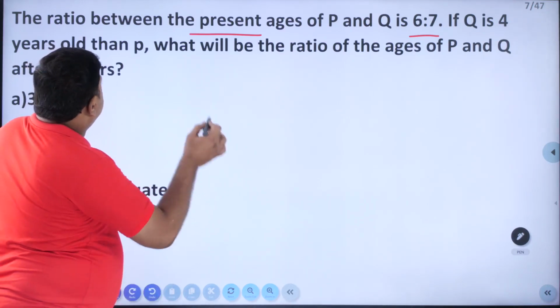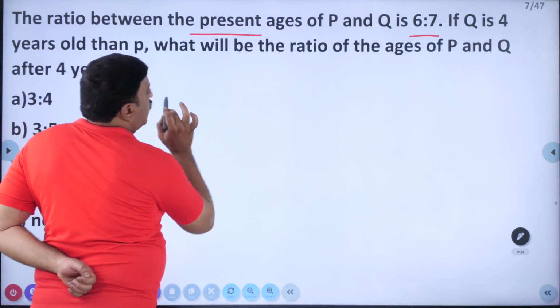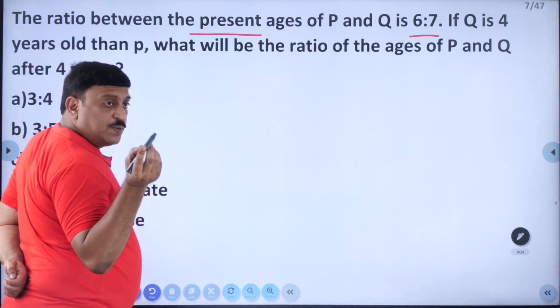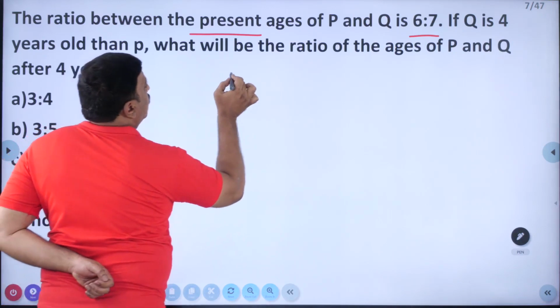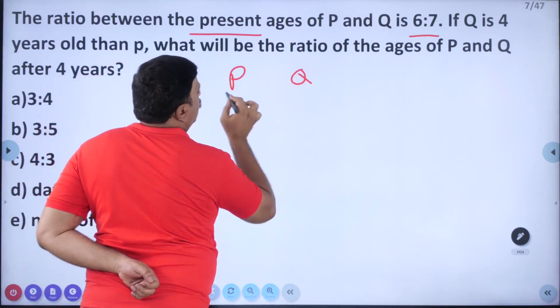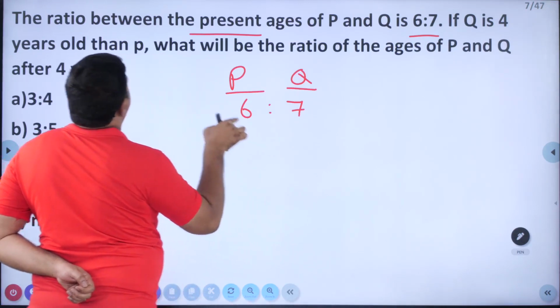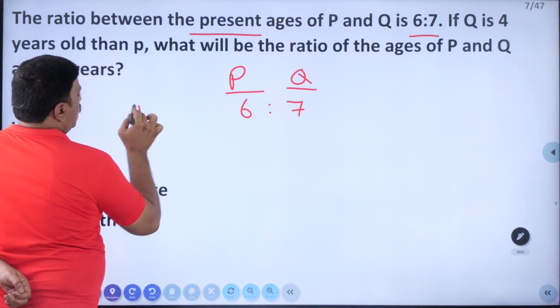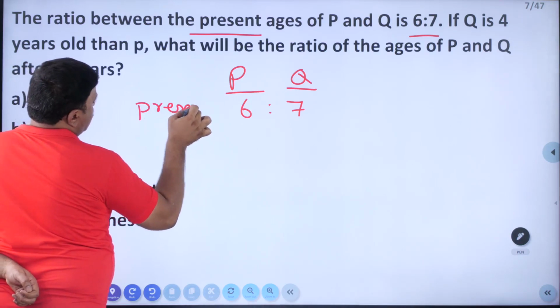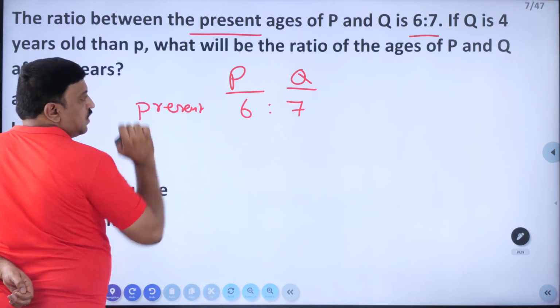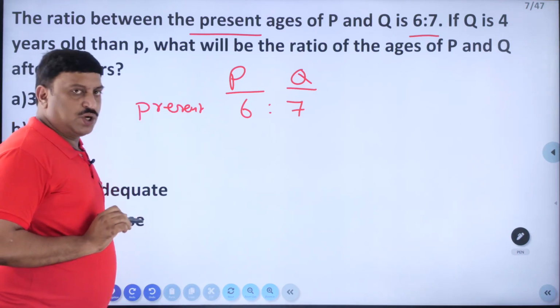Now let us take the present ages ratio. How do you write it? Pause the video, try that one. Then start. P, Q, 6:7. Whose information? Present information of P and Q. It is not the future ratio, or the past ratio. It is the present ratio. Okay.